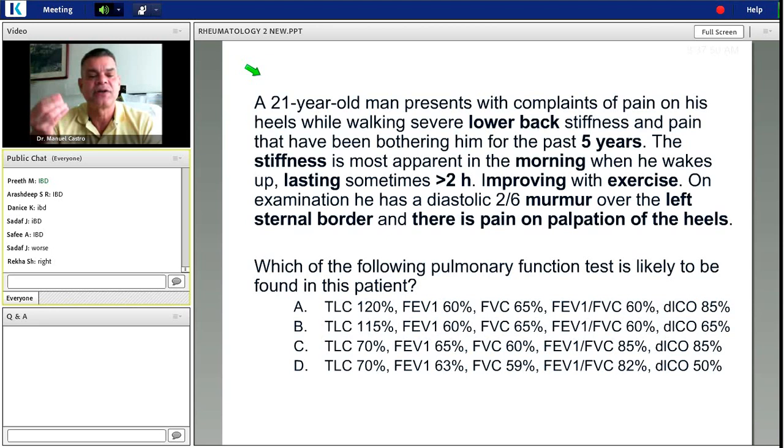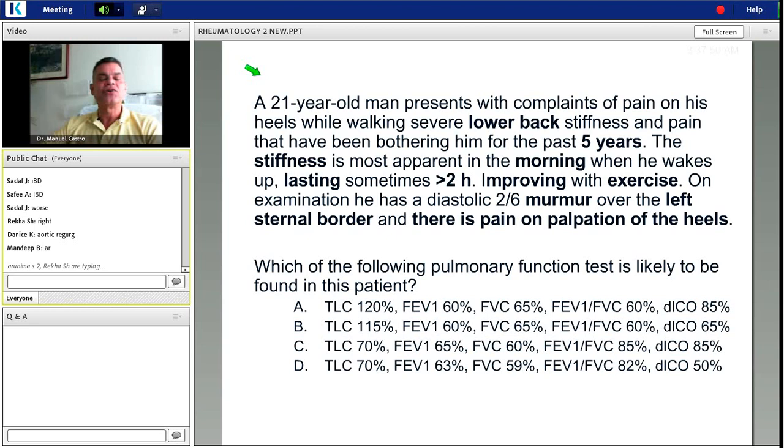Now, on examination, he has a diastolic 2/6 murmur over the left sternal border. And there is pain on palpation of his heels. Okay, so he has Achilles tendonitis, right? And he's got a 2/6 murmur that is diastolic. What type of murmur is that? A murmur of what? Anybody? Aortic regurg. Good, Denise. Very good.